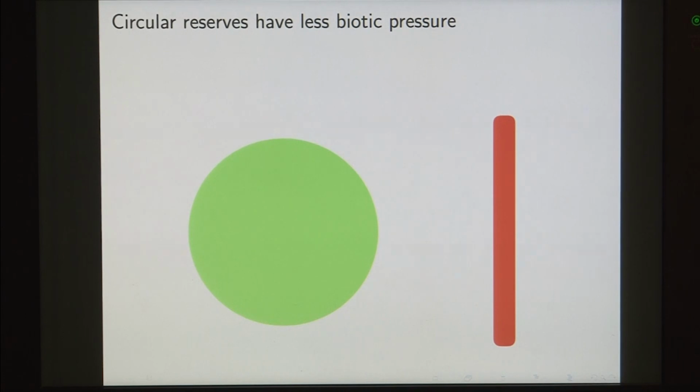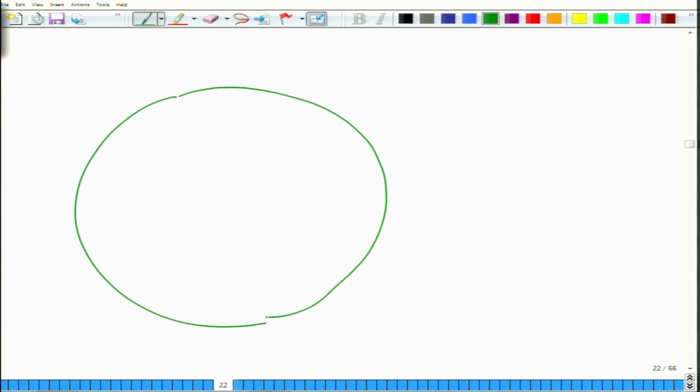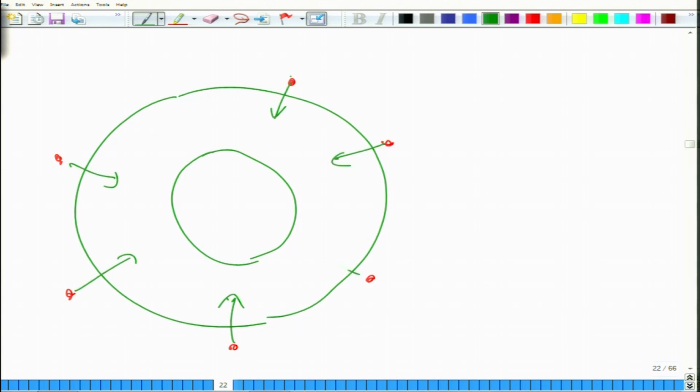Also, circular reserves are preferred as compared to linear reserves because they have less amount of biotic pressure. What do we mean by that? If you have this reserve, and you have say villages in the periphery, in this case the central portion of this reserve will have a very less amount of biotic influence because it will be protected from all of these by these buffer areas.